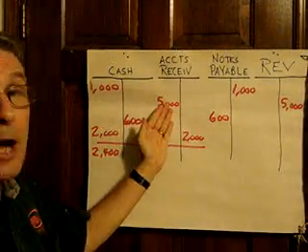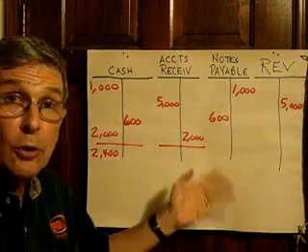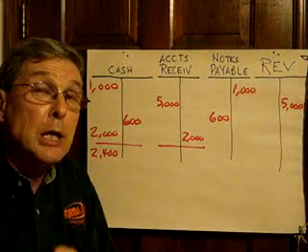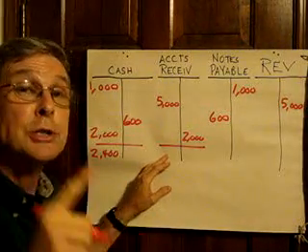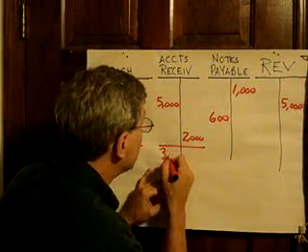Let's look at accounts receivable. We've got debits of 5,000, credits of 2,000. When I net them together, what I get is a net debit balance of $3,000. Because it's a debit balance, I'm going to show it on the left side like that.